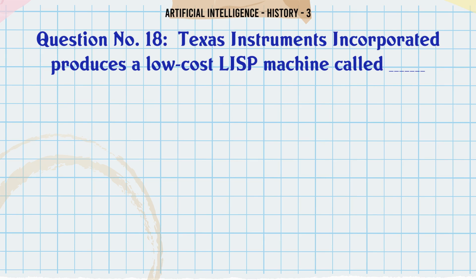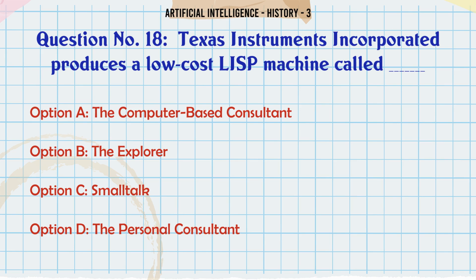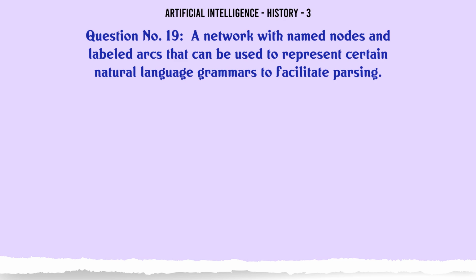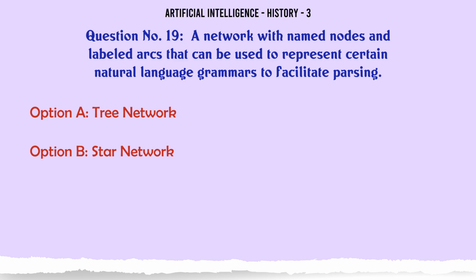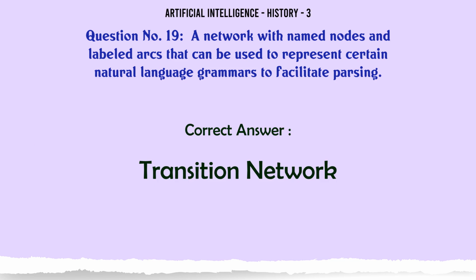Texas Instruments Incorporated produces a low-cost LISP machine called A. The computer-based consultant, B. The Explorer, C. Smalltalk, D. The personal consultant. The correct answer is The Explorer. A network with named nodes and labeled arcs that can be used to represent certain natural language grammars to facilitate parsing is A. Tree network, B. Star network, C. Transition network, D. Complete network. The correct answer is transition network.